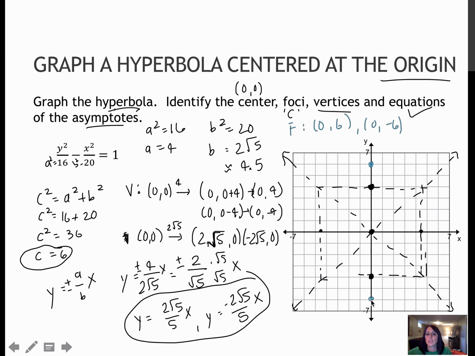Both here and here. And the last thing I need to do, of course, is to graph it. So to graph it, I have to go through this point, and I'm using these asymptotes that I've drawn as sort of guidelines. So it's going to come and touch this, and then turn around and go the other direction. And then, of course, on the opposite side as well. Just like that. So that is my hyperbola.